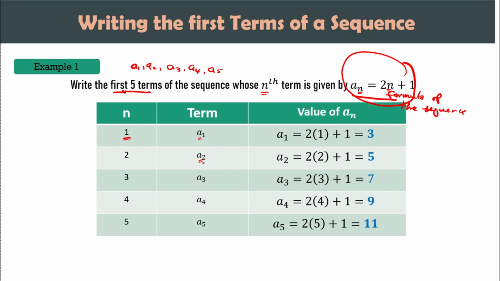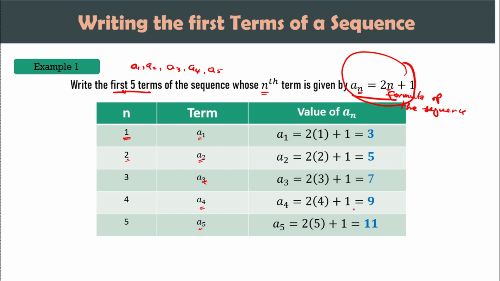For the second term, a sub 2, substitute the value of 2. So a sub 2 equals 2 times 2 plus 1, which is 5. For a sub 3, substitute the value of 3. So 2 times 3 plus 1 is 7. A sub 4, 2 times 4 plus 1 equals 9. And a sub 5, 2 times 5 plus 1 equals 11.